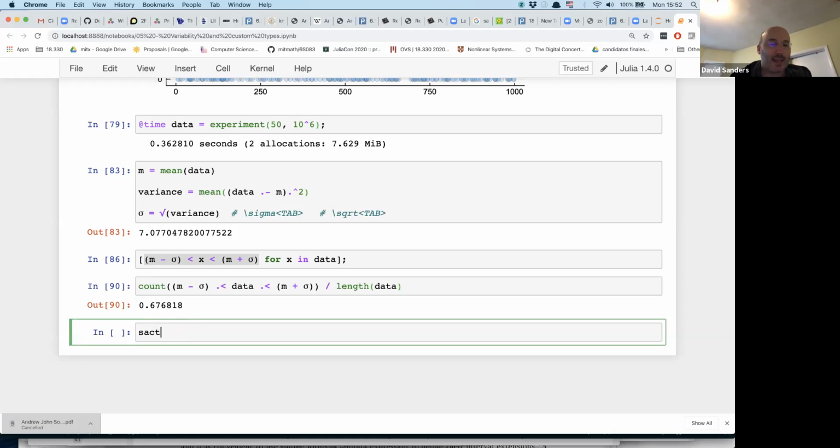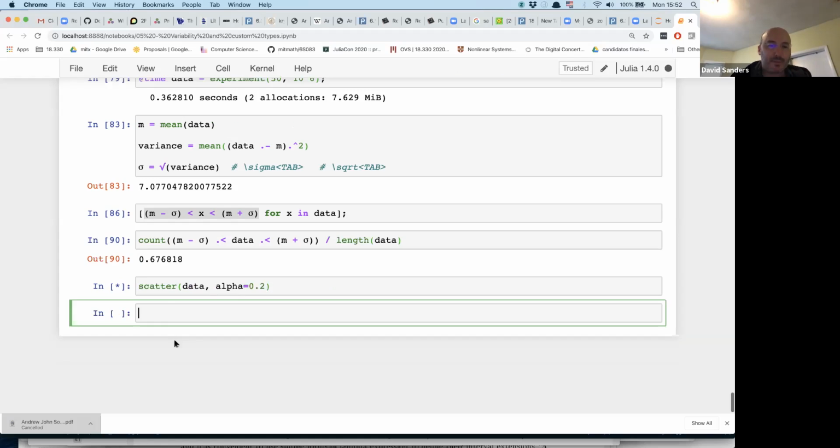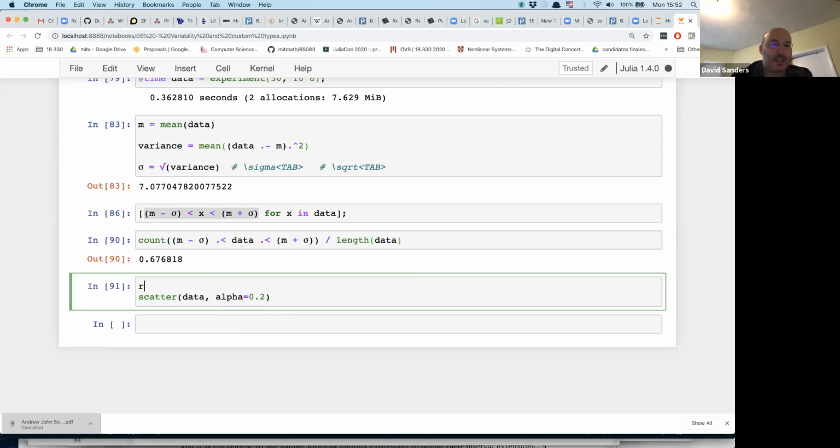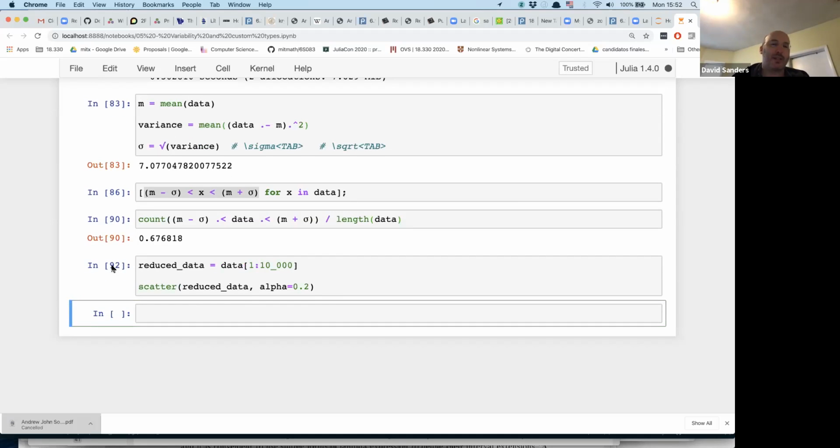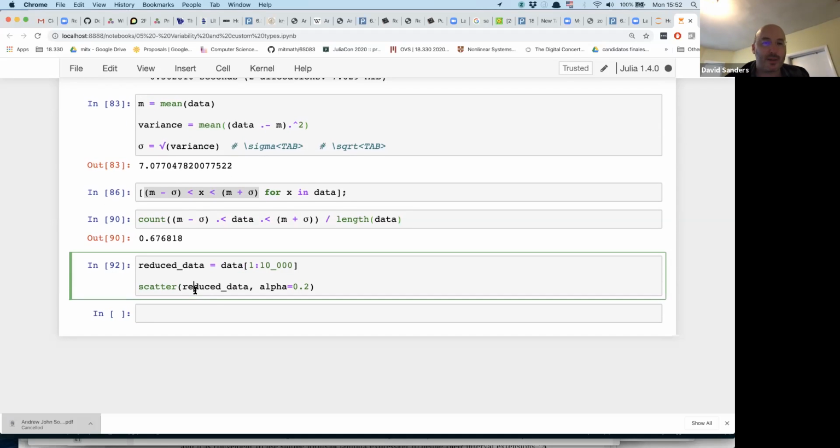So if we scatter the data, alpha equals 0.5. And now I've got a lot of data, so that's a very bad idea. Let's interrupt that. So let's just do the data. That's called reduced data. Is data from 1 to 10,000. Just going to select that part of the data, and I'm just going to scatter reduced data. It still takes a little while to draw 10,000 points.